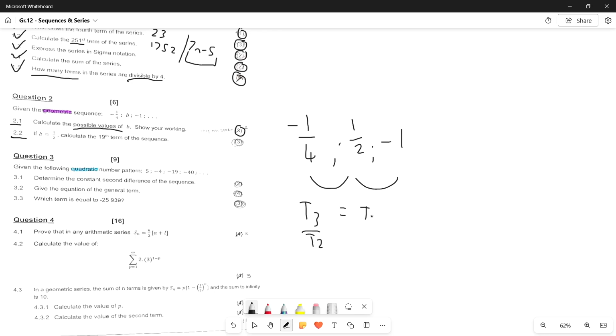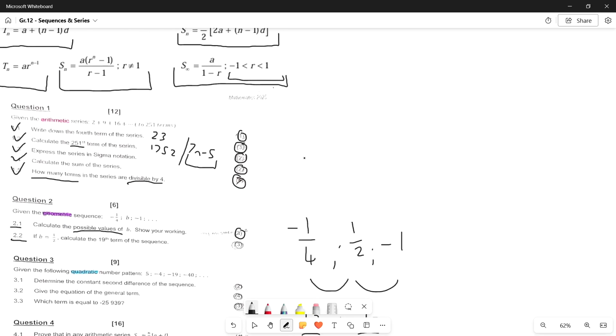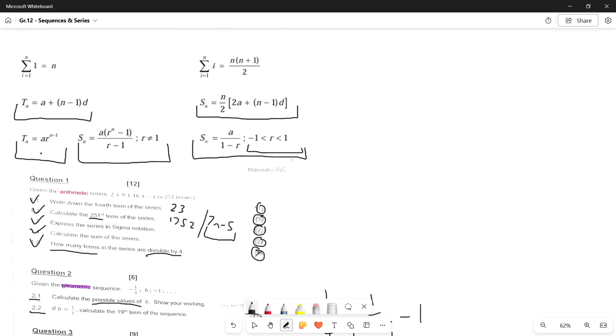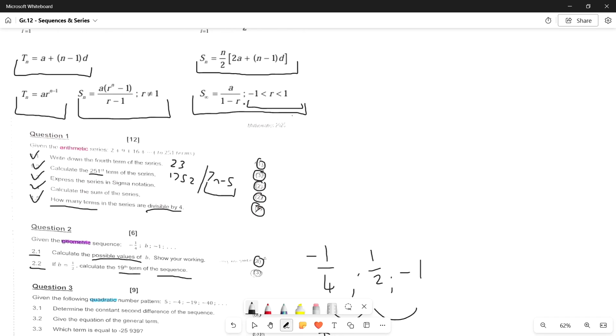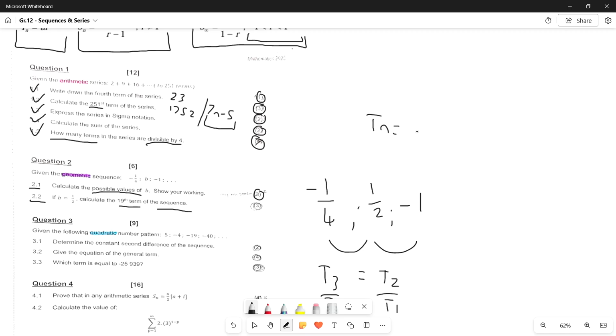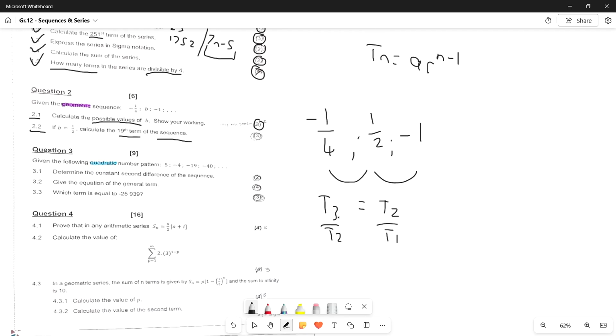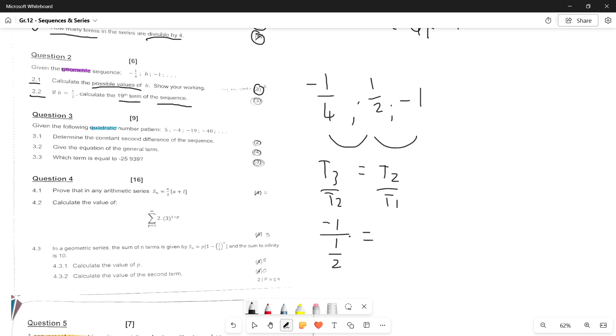But if we do t3 over t2 or t2 over t1, we will have the same ratio on both sides, because what we're trying to do is plug it into this formula, because we want the 19th term of the sequence. They didn't mention series, they didn't mention adding all of these up, which means we have to work in this formula, getting our a, our r, and then our n, which they have told us is 19. So we have tn equals a multiplied by r to the power of n minus 1. If we work with this side for our ratio, we have -1 over a half, and this equals -2.